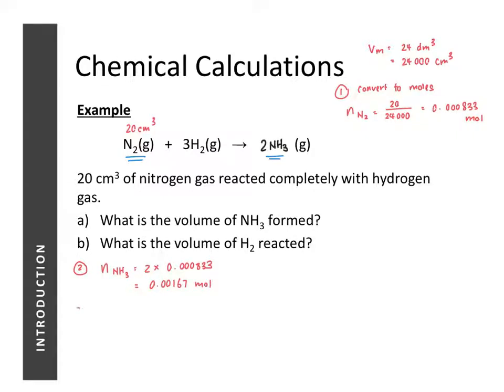Okay, step number 3, we need to convert from moles. So the question wants the volume of ammonia. So now we need to convert number of moles back into volume. So how do we do so? We multiply by the molar volume. Okay, I've written it as 24,000 because I want the final answer to be in cm³, and the final answer is 40 cm³.